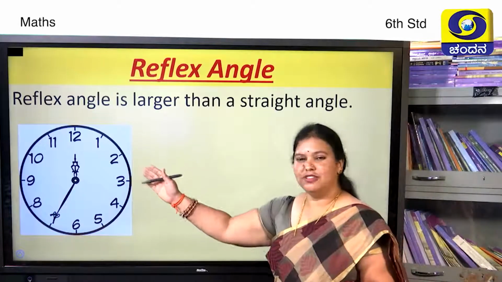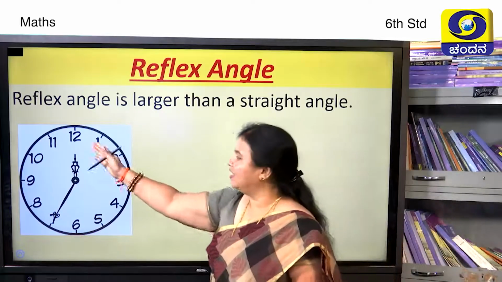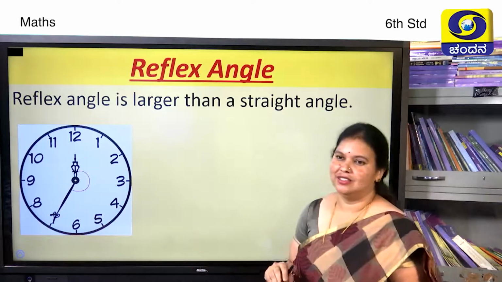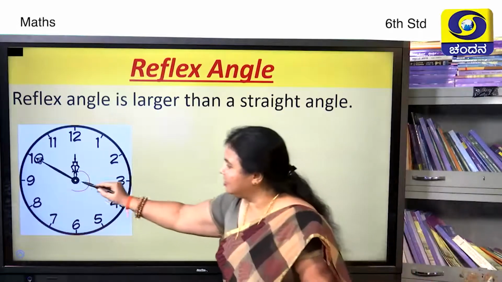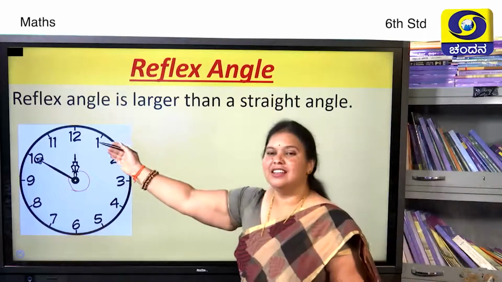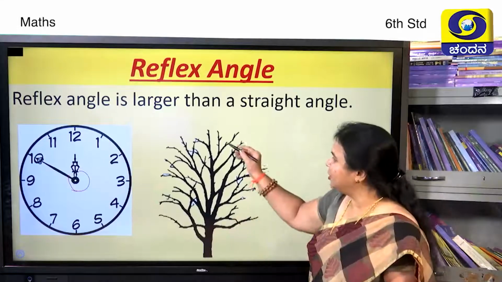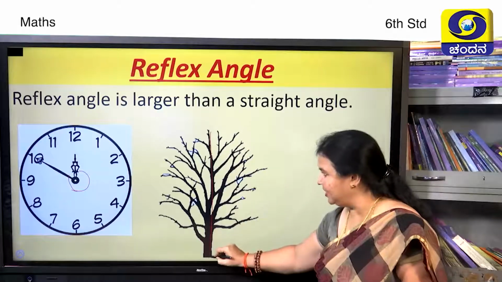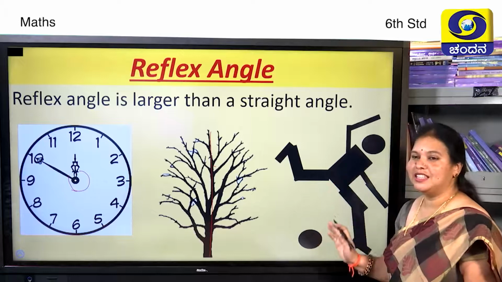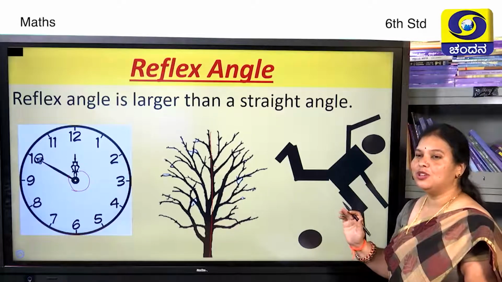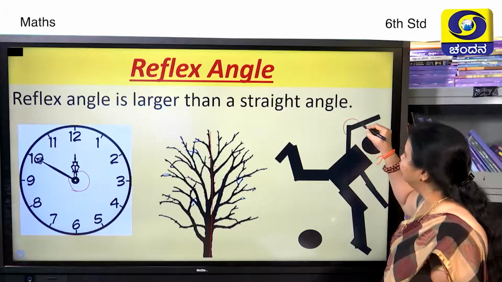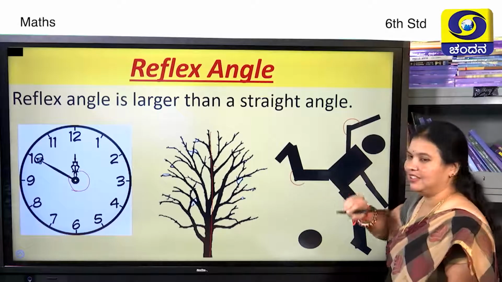Here are some examples to show reflex angle. Observe the movement of needles here. The angle formed here is a reflex angle, isn't it? And this is also a reflex angle. It is less than a complete angle. If you assume a straight line in this tree, here you can find a reflex angle. Here a boy is kicking a football. You observe his hand and knee position. There also you can find a reflex angle, isn't it?